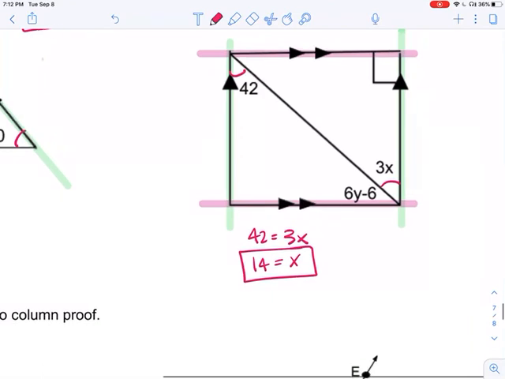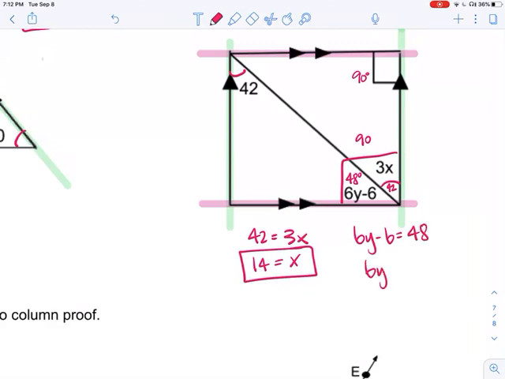And I know that same side interior angles are supplementary. So if this one is 90, then this down here must also be 90. I've got 42 of that. So if I do, let's see, 90 minus 42 will give me 48 degrees. So 6y minus 6 is equal to 48. 6y is going to be equal to 54. So y is equal to 9.